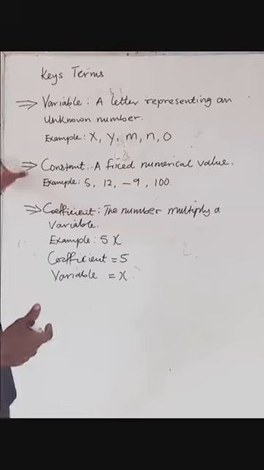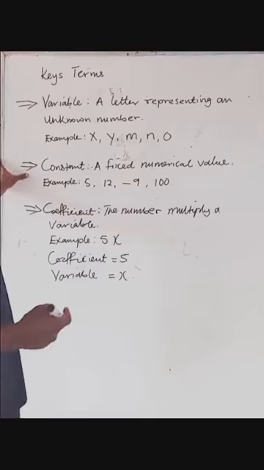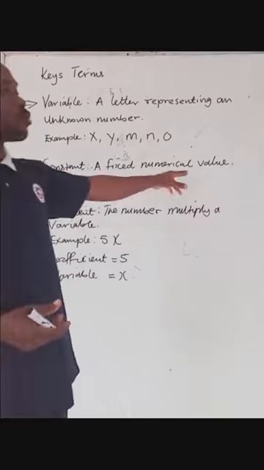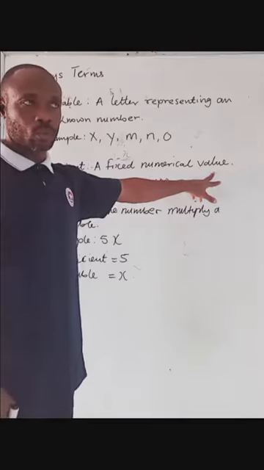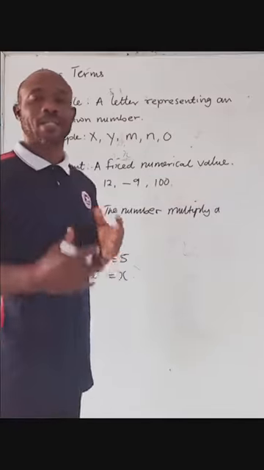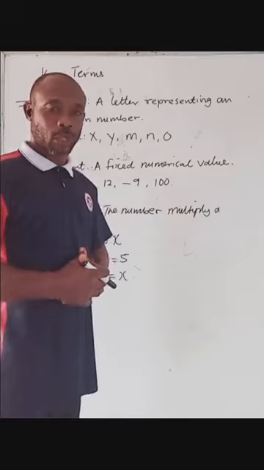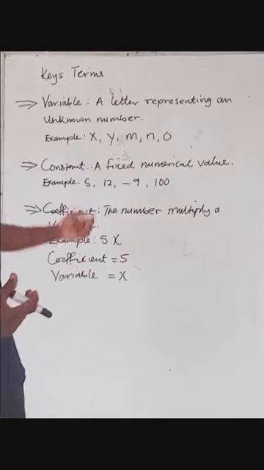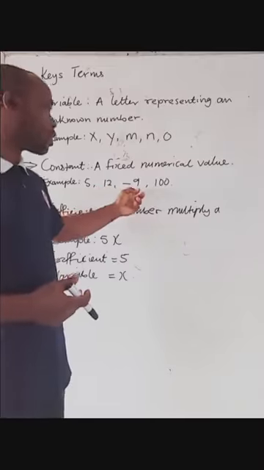Another key term that you will see in an algebraic expression is constant. A constant is a fixed numerical value. So it's a number that stands alone in an algebraic expression. For example, 5, 12, minus 9, and 10.